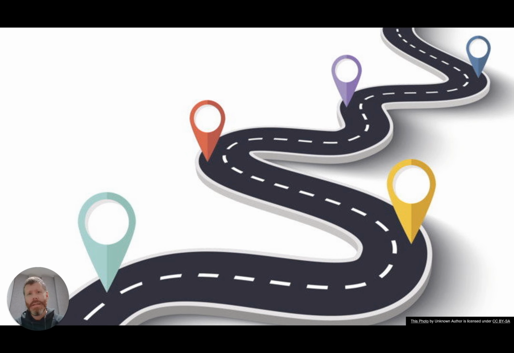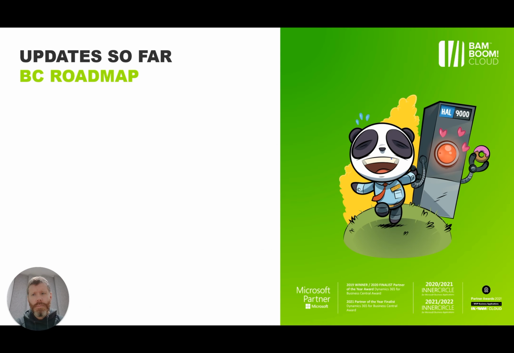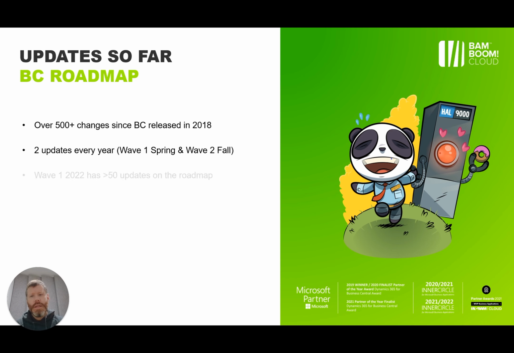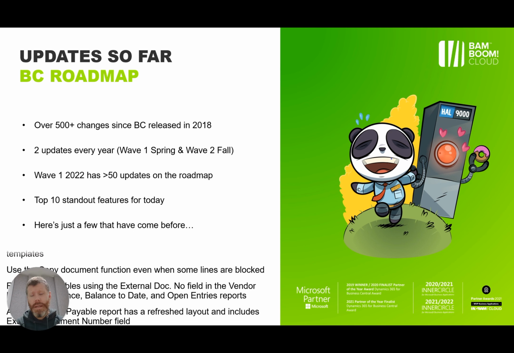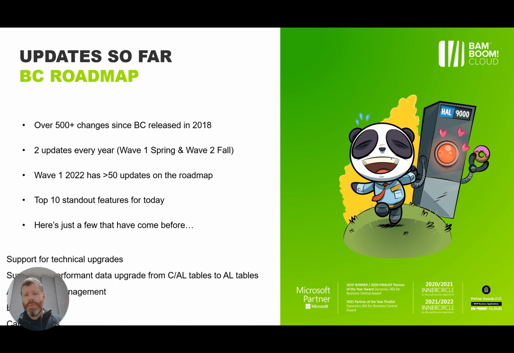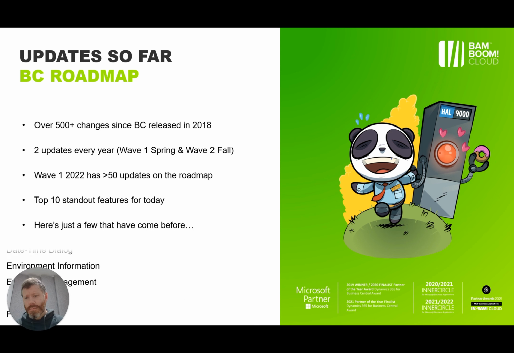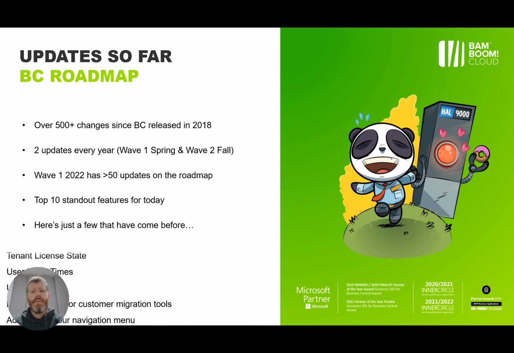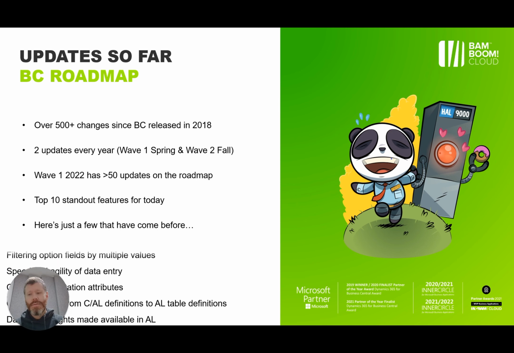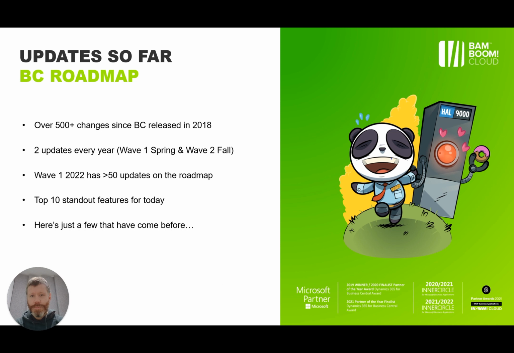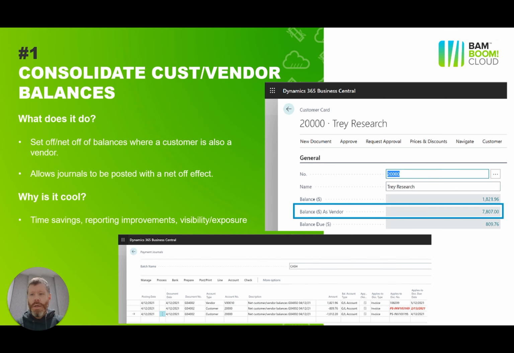What I'm going to do today is talk through not all the updates, because there's a huge number of them, but my top 10. So just to recap, we've had over 500 changes since Business Central was released in 2018. We get 2 updates every year: Wave 1 in the spring, Wave 2 in the fall. Wave 1, like I said, has got over 50 updates on the roadmap, so I'm going to cover just the top 10 features for today. And scrolling through the screen now, you can see just how many have come before. So let's get right to it.